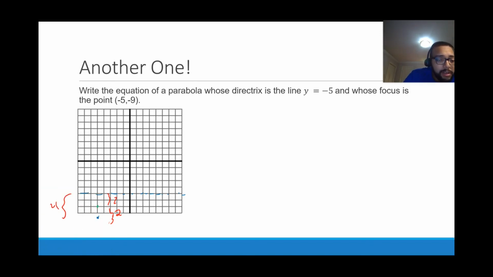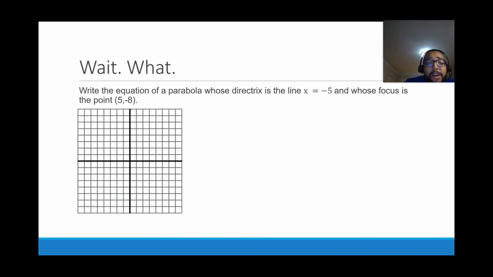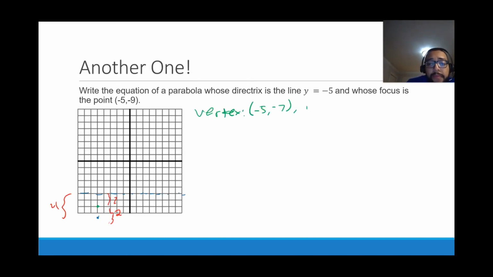So I went 2 down from the directrix, or I went 2 up from the focus. But that point right there, let me see if I can write on it like this. I can, perfect. My vertex is going to be the value of -5, comma, 1, 2, 3, 4, 5, 6, 7. -5, -7 will be my vertex. And my value of p is going to be 2.